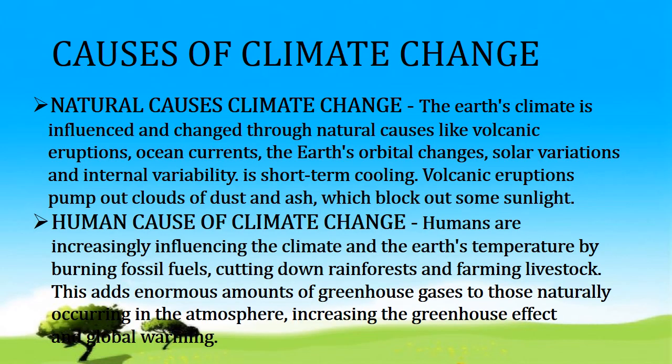Causes of climate change. Natural causes of climate change: the Earth's climate is influenced and changed through natural causes like volcanic eruptions, ocean currents, the Earth's orbital changes, solar variations and internal variability. Volcanic eruptions cause short-term cooling. They pump out clouds of dust and ash, which block out some sunlight.